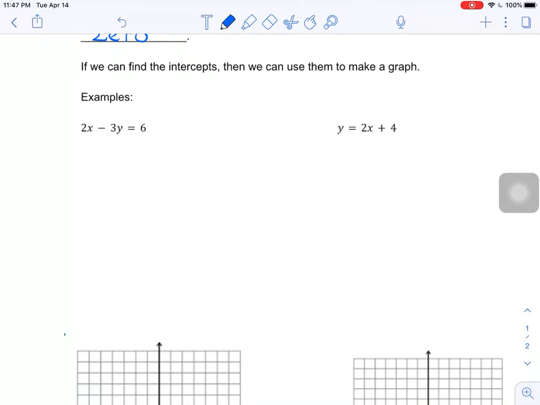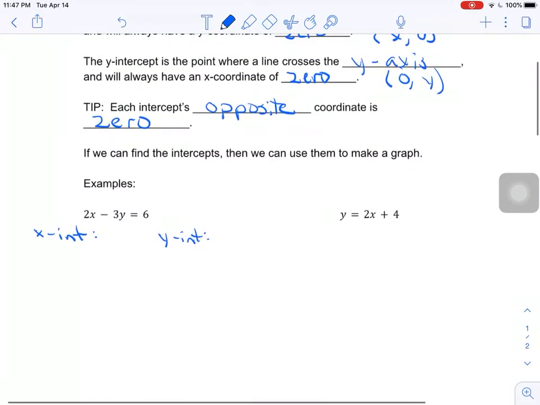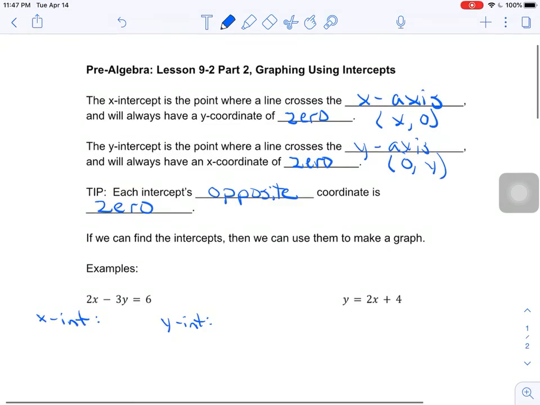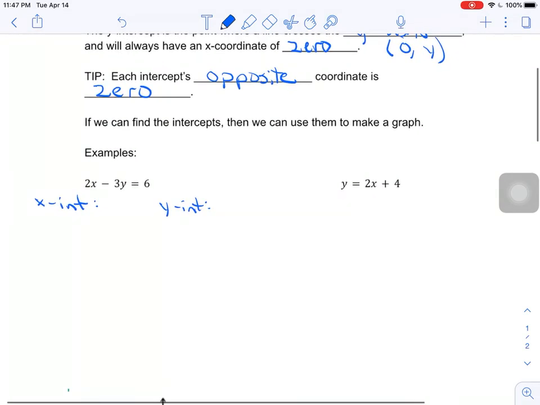So the very first thing we want to do if we want to graph using intercepts is find the x-intercept. I'm going to abbreviate x-intercept, and the y-intercept. So remember, at the intercept, each intercept's opposite coordinate is 0. So if I want the x-intercept, that means the y-coordinate is 0. Well, if I know that the y-coordinate is 0, I can go ahead and fill in a 0 into the y spot. So we're basically saying at the x-intercept, I know that the y, or the output, is going to be 0. So I could go ahead and make that output 0. So that would make my equation look like this.